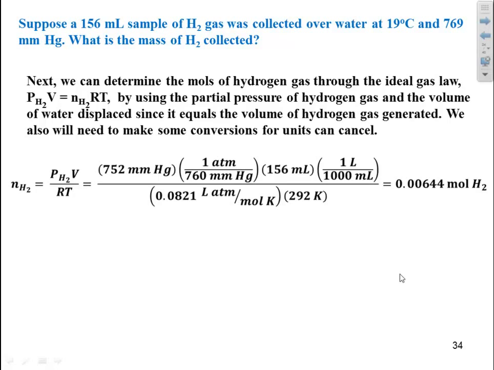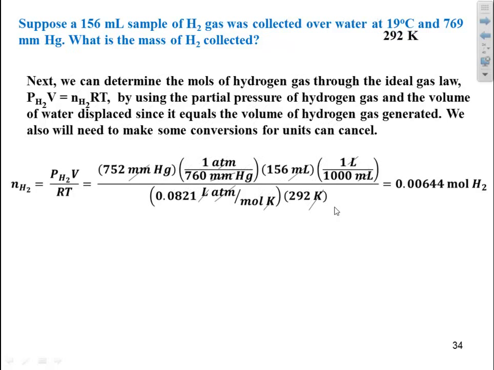So we know 752 millimeters of mercury, our partial pressure. We also need to convert that into atmospheres. So we have 1 atmosphere is 760 millimeters of mercury. We also know the volume of the hydrogen gas was 156 milliliters. That's equivalent to the water collected. But we're going to have to change that to liters to get them to cancel. So we have 1 liter is 1,000 milliliters. Then we also have the ideal gas constant, which is 0.0821 liter atmospheres per mole Kelvin. And we have 19 degrees C, but we have to change that into Kelvin, which is 292 Kelvin.